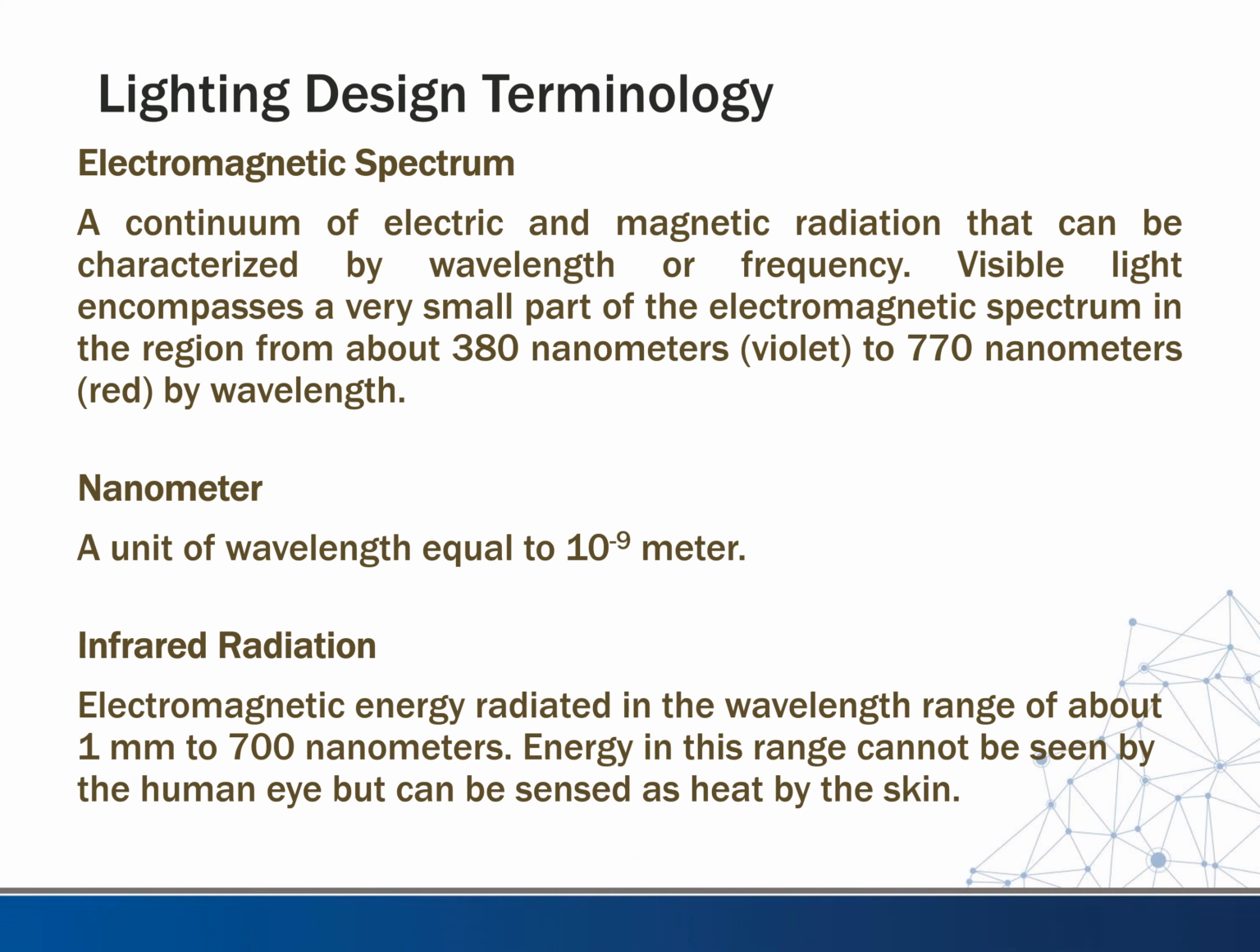One part of the spectrum that is of importance to us that we really don't see is the wavelength range from about 1 millimeter to 700 nanometers, and this is the infrared region. So energy in this range, again, can't be seen by the human eye, but you can sense it with the skin as heat. So we use this for heat.